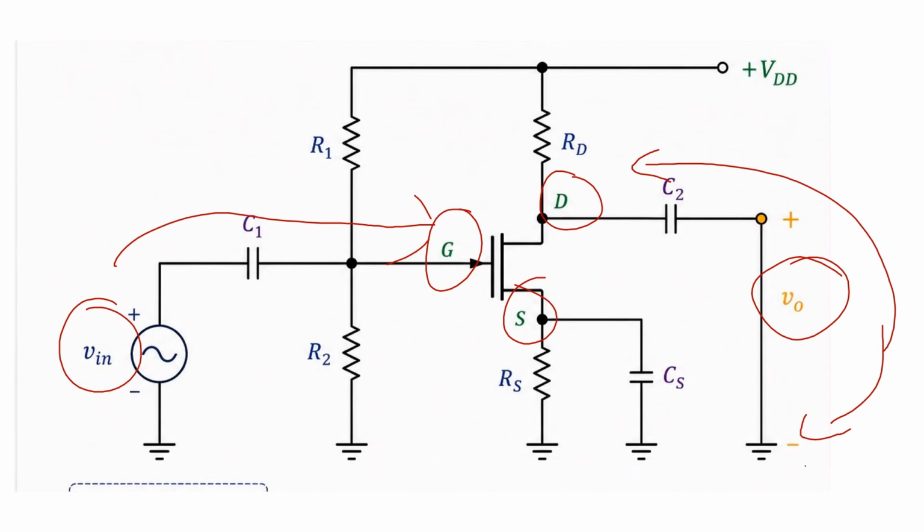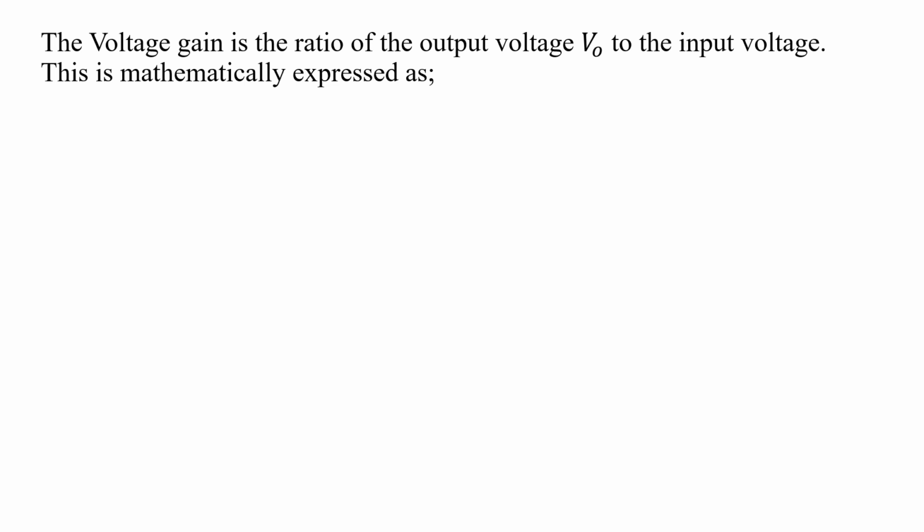So our aim is to derive the voltage gain of this amplifier. The voltage gain is the ratio of the output voltage to the input voltage and is expressed mathematically as this. Now this is the expression for our voltage gain.